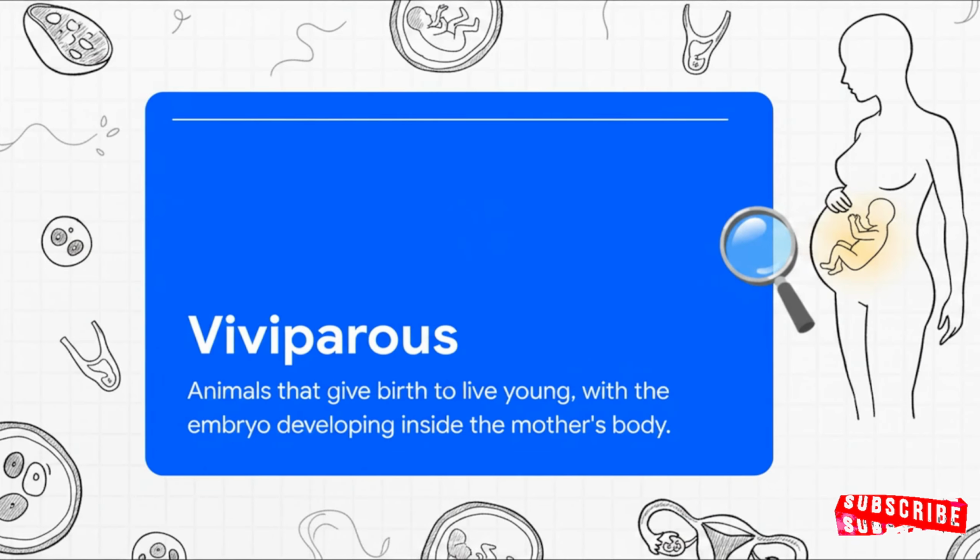Okay, so first things first, we need to get a key concept down. You'll see this word viviparous. Humans, like a lot of other mammals, are viviparous. And what does that mean? Well, it's actually pretty simple. It just means we give birth to live young. So unlike animals that lay eggs, the whole epic story of development, from that single cell all the way to a baby, it all happens inside the mother's body. And that internal journey is exactly what we're going to explore.